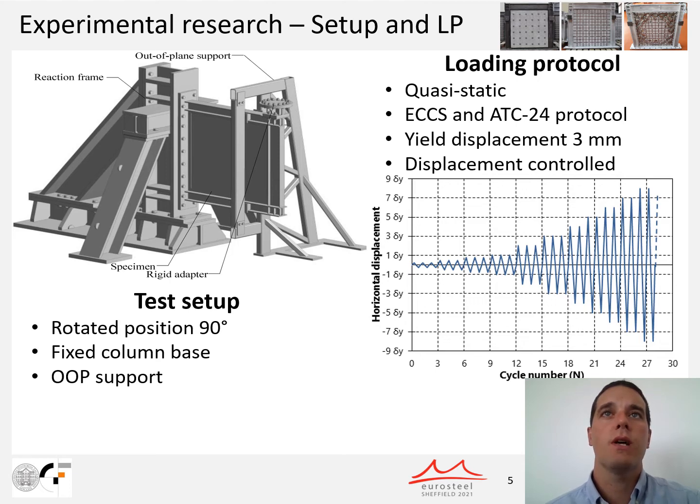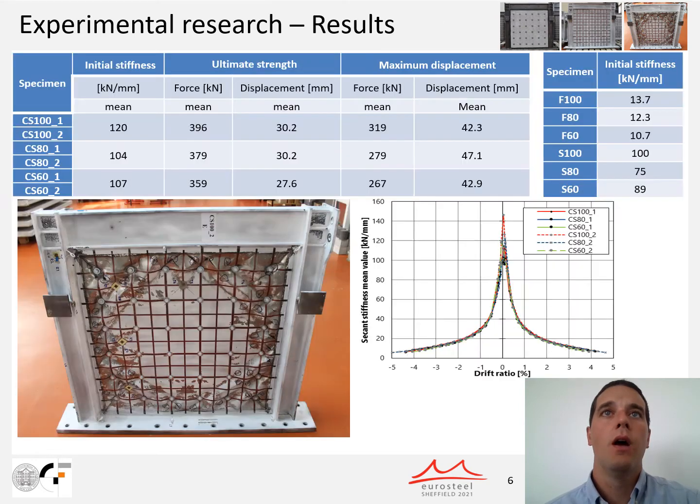Specimens were loaded in a quasi-static manner using protocols of ECCS and ADC24. Displacement amplitude of each load cycle was defined using yield displacement, which was 3 millimeters, and was determined through preliminary numerical analysis. All tests were carried out up to the failure point or up to the point where specimen strength dropped to approximately 80% of the obtained maximum strength. The obtained results regarding initial specimen stiffness, ultimate strength, and maximum displacements are given in the table below.